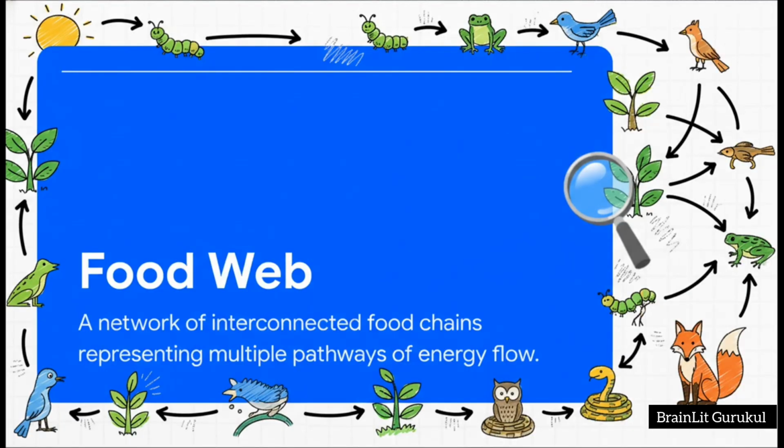And that's where the food web comes in to save the day. A food web isn't a single line. It's what you get when you take a bunch of food chains and weave them all together. It shows that energy flows through multiple, interconnected, branching pathways. This is a much more accurate picture of what's really happening out there.